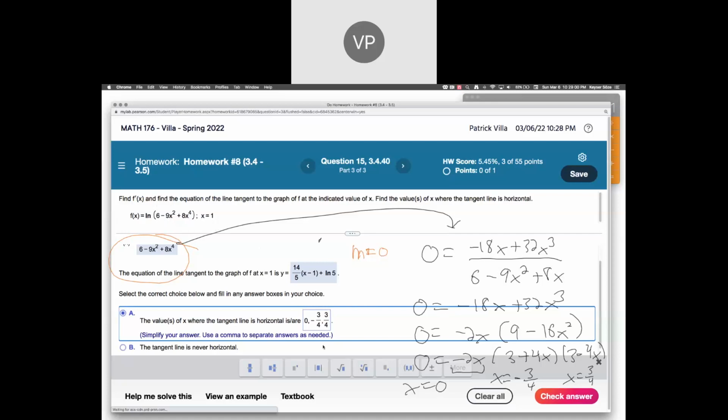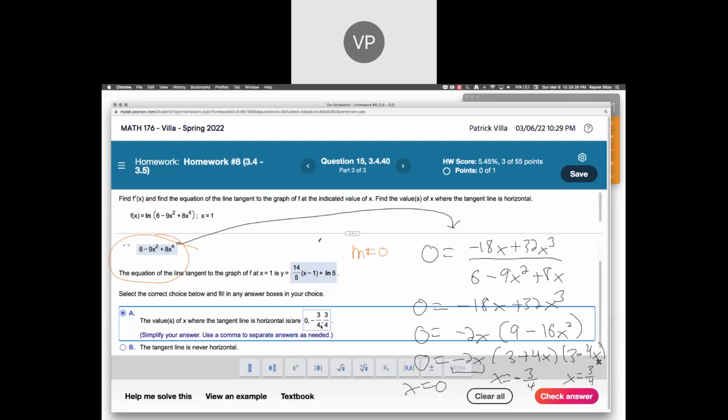So I don't need to necessarily find the domain, but what I should do, before I hit check answer or submit my answer, is make sure these 3 values exist in the domain. Easy way: just plug them all in here and make sure it doesn't give you a negative in here. So when I plug in a 0 for x, I get a 6. I don't care what the natural log of 6 is, I just know that that's going to be good. It's positive, so that's going to work.